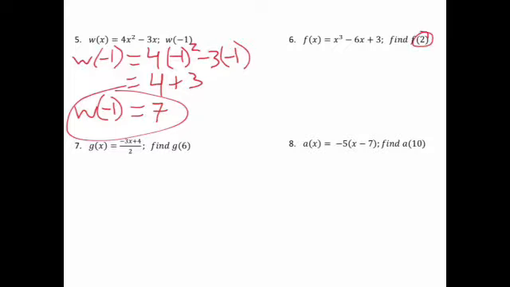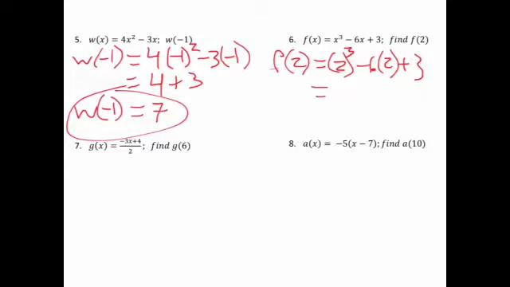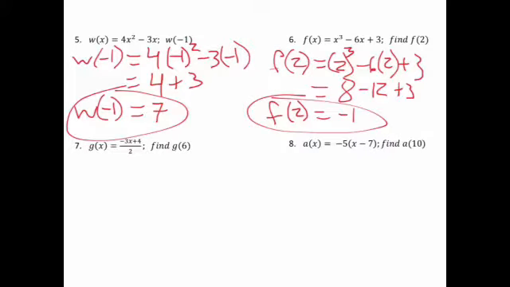Moving on to 6, this 2 goes in where the x's are. So we're going to have f of 2 equals 2 to the 3rd power minus 6 times 2 plus 3. Well, 2 to the 3rd power is going to be 8. 6 times 2 is 12. So we're going to do 8 minus 12 and then plus 3. 8 minus 12 is -4, plus 3 is going to be -1. And that's what f of 2 is.